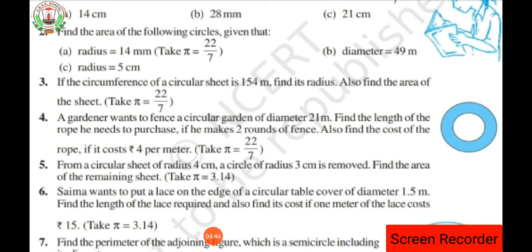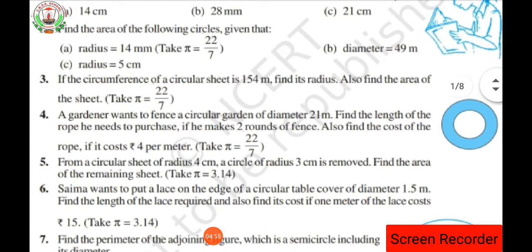Clear? Next question, Saima wants to put a lace on the edge of a circular table cover of diameter 1.5 meter. Find the length of the lace required. Length of the lace will be equal to the circumference of a circle.